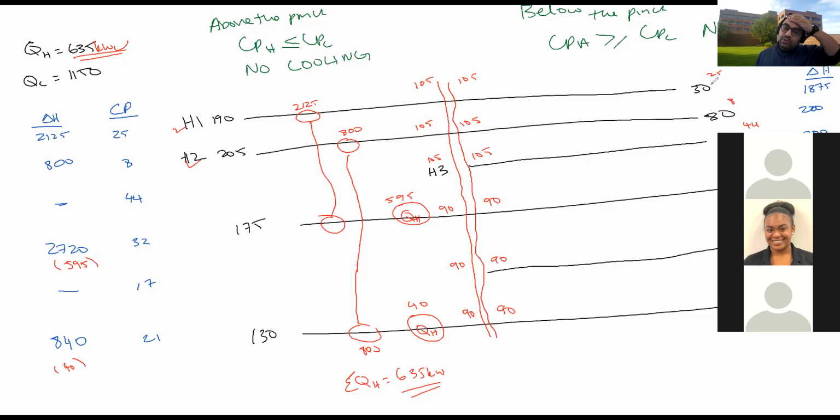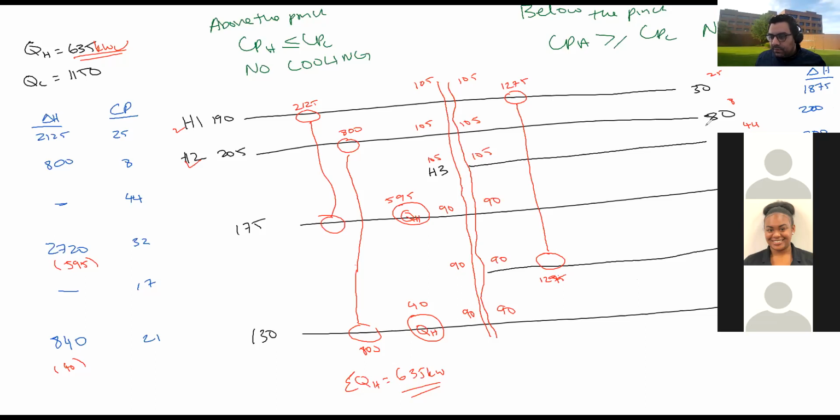Let's have a look, H1 to C2, 25 and 17. Can I connect them? Yeah, so 25 is greater than 17. So I can connect these two streams. So let's put our first heat exchanger below the pinch here between H1 and C2. H1 has 1875, C2 requires 1275. So I'm going to move 1275 basically from the hot stream to the cold stream. This way C2 is done, at its energy requirements.